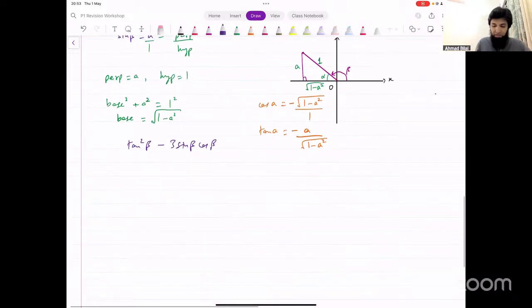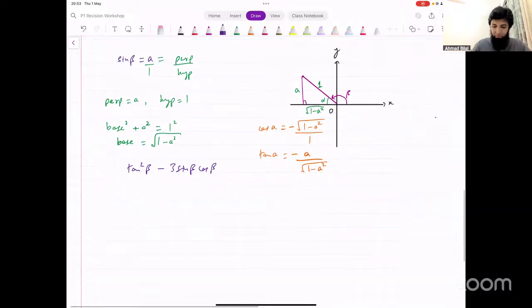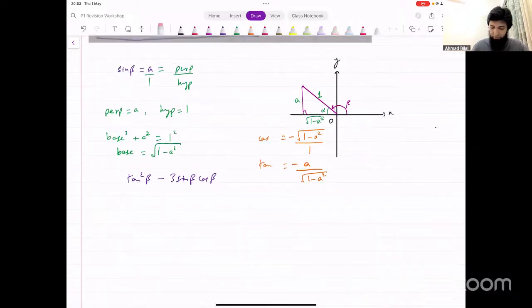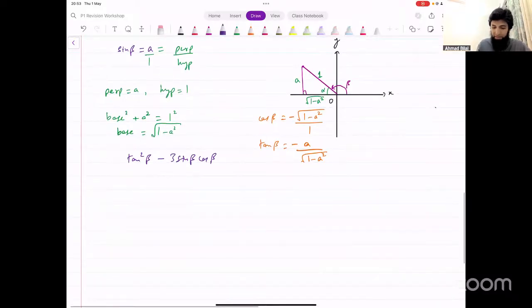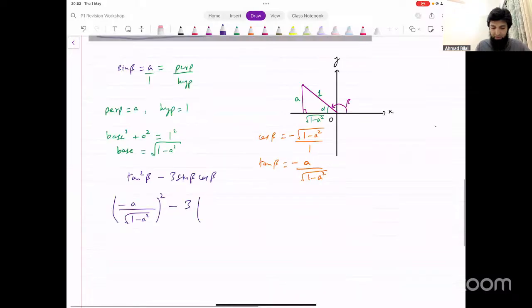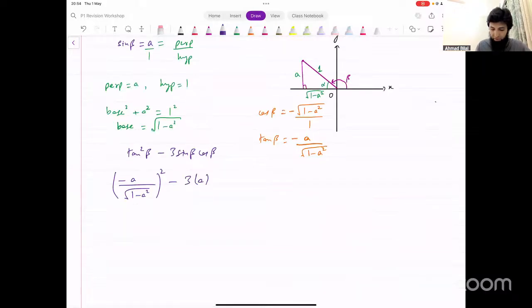Okay. Now you just have to input values here. Tan of beta. I'm sorry, that was beta, not a. Cos of beta is this, tan of beta is this. So now we can say tan squared beta, that will be minus a over square root of 1 minus a squared, whole squared, minus 3 into sine beta. What's sine beta? Sine beta is a into cos beta. What's cos beta? That's minus square root of 1 minus a squared divided by 1. Right? Or just this. This is your cos. Now you just simplify this, you get your result.